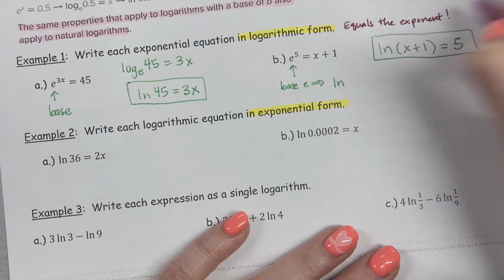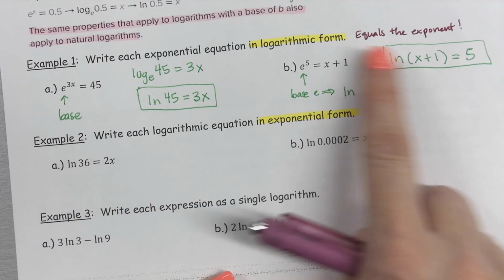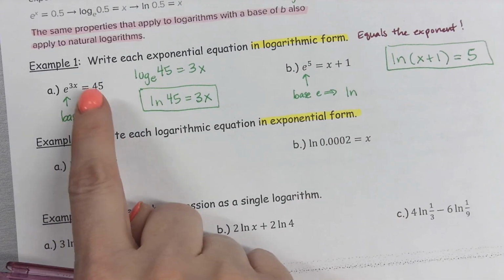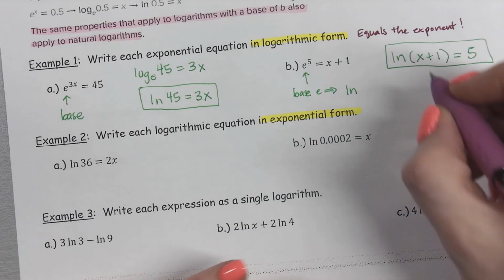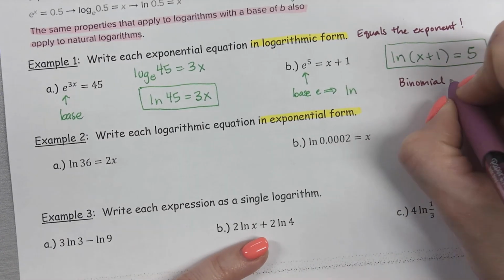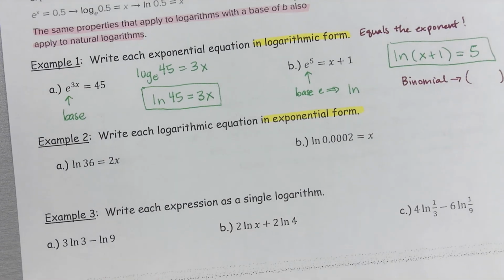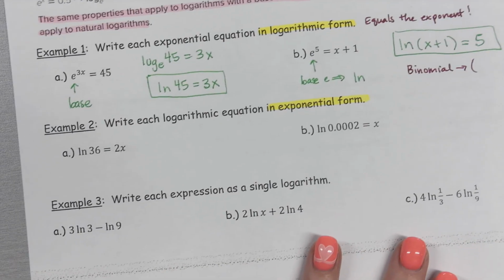As you're doing this on your own, this can be a helpful little note. It's going to equal the exponent, so 5 equals 3x. And anytime you have a binomial, just make sure you put those in parentheses. A little note to help you remember that.